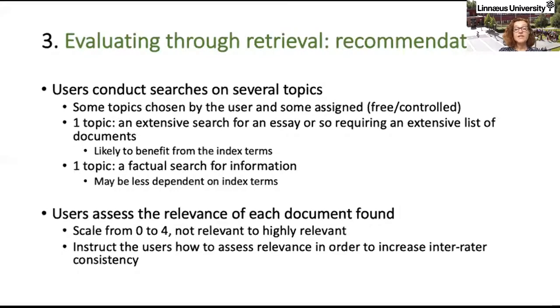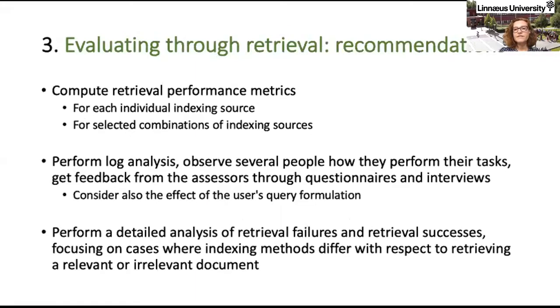Then users assess the relevance of each document found using a grayscale rather than binary, say from 0 to 4, from not relevant to highly relevant. And we also need to instruct users on how to assess relevance in order to increase inter-rater consistency. And then we finally compute retrieval performance metrics. And we could also conduct complementary research like log analysis, observation, questionnaires, and interviews. And we end with performing a detailed analysis of retrieval failures and successes, trying to judge why certain methods worked better than others.